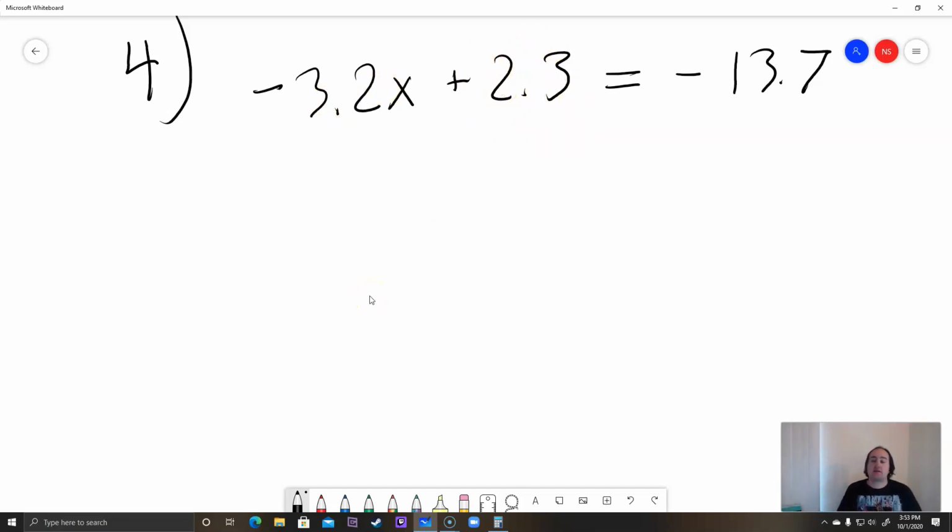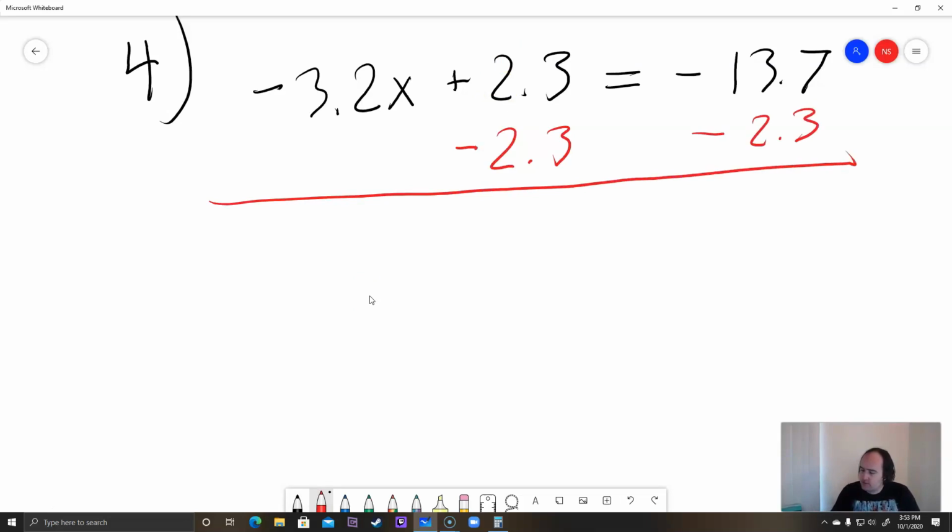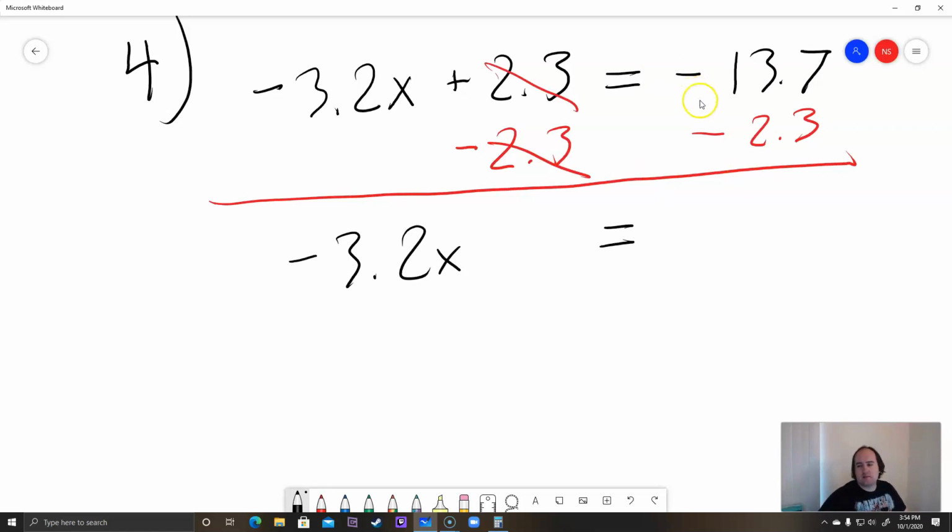Okay, so what's the opposite of adding 2.3? Subtracting 2.3. So to get rid of the 2.3 on the left side, we're going to subtract 2.3 from both sides. Okay? So on the left side, we just have negative 3.2x. And then on the right side, because these are both negative, we keep the sign and we add. So here we're actually adding, but our answer is going to be negative, because they're the same sign, you keep the sign and add.